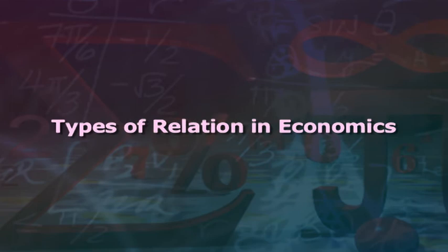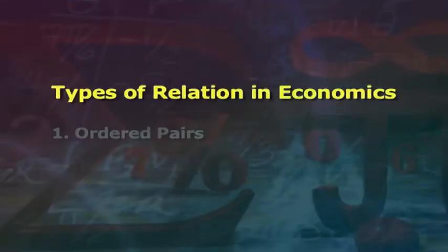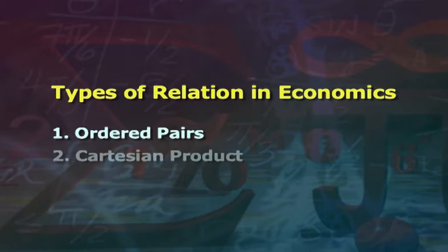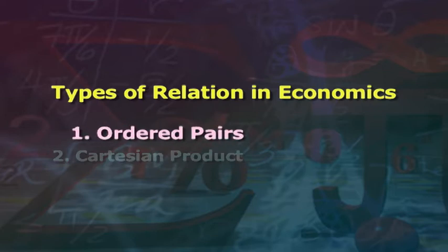Good day viewers, we shall talk on elementary theory of functions. We begin with types of relation in economics. For that, we shall have to first try to understand ordered pairs and Cartesian product of sets. Let us begin with ordered pairs.